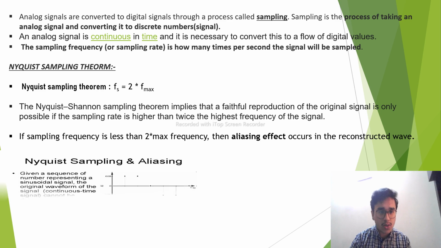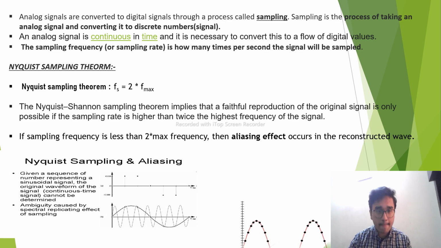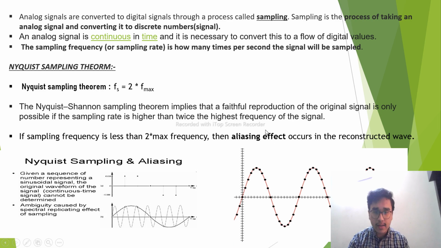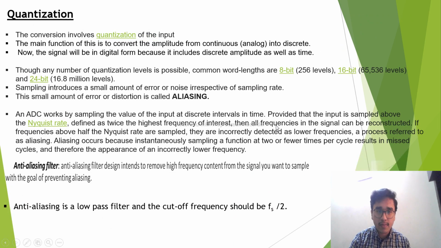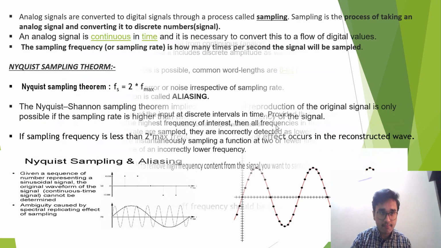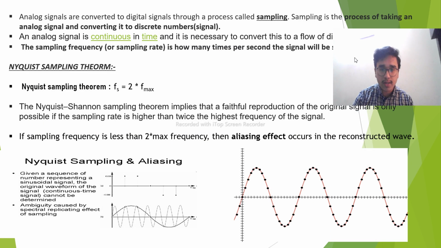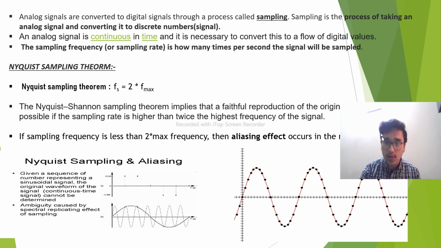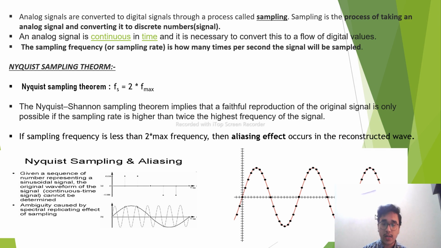Okay, so these are the two diagrams which I have shown you here. You can see the left one: the number of sampling points is very low, there are only 5 points. So what happens here is that the reconstructed wave is not very accurate. But in the right diagram, you can see that the sampling rate is high, the sampling frequency is high, so that we can have a better reconstructed wave.